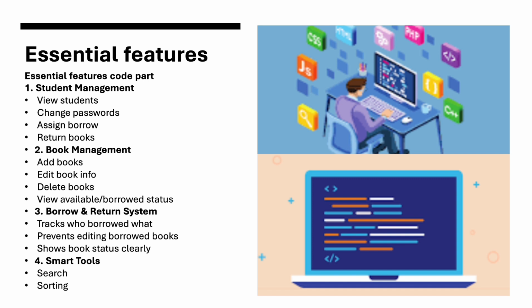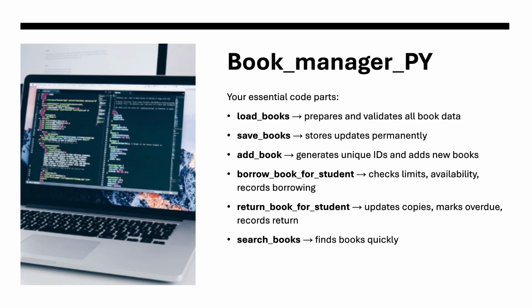The essential features in the code are, first, student management: view students, change password, assign, borrow, and return books. Secondly, we have book management: add books, edit book info, delete books, view available and borrow status. Thirdly, we have the borrow and return system: track who borrowed what, prevent editing borrowed books, and show a book's status clearly. And last but not least, we have smart tools to search and sort. Let's move on to the next one.